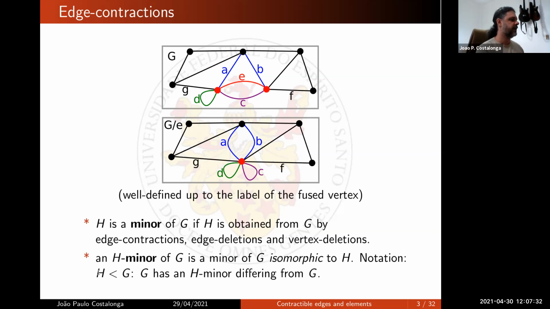And we write H < G, with the usual inequality sign, to say that H is a proper minor of G. It's a minor of G different from G. Isomorphic to a minor of G different from G.